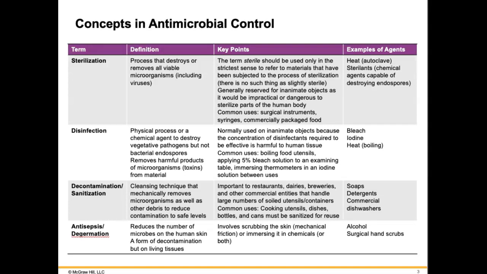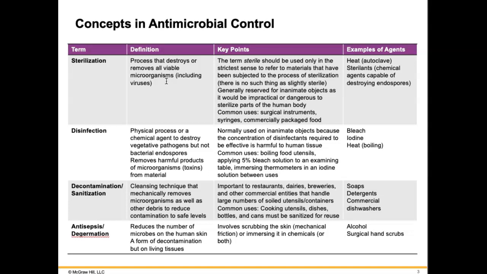All right, so here's some basics on these, all put on a table. We have sterilization, disinfection, decontamination, or sanitization, and antisepsis. So here are the definitions. Sterilization destroys or removes all viable microorganisms. That includes viruses as well as endospores. Okay, so the hardest things to kill are endospores, and sterilization takes care of endospores and everything less difficult to kill.